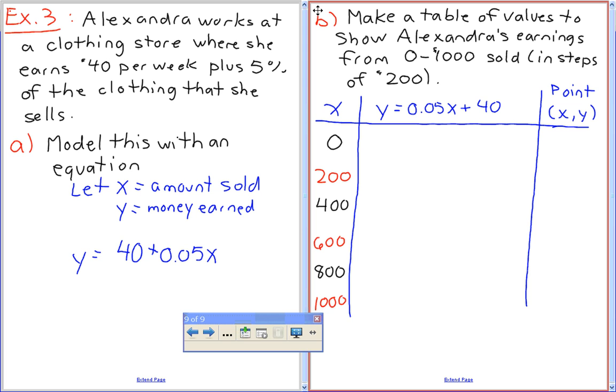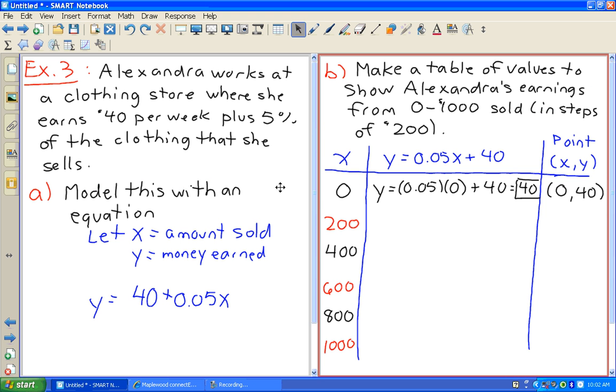I'll do the first one. The first one's going to go y equals 0.05 times 0 plus 40. Everywhere you see an x, that's what's going to be replaced by the number on the left-hand side, which should hopefully just be 40. I'm going to pause the video. I want you guys to finish that chart for me. We've got lots of time.